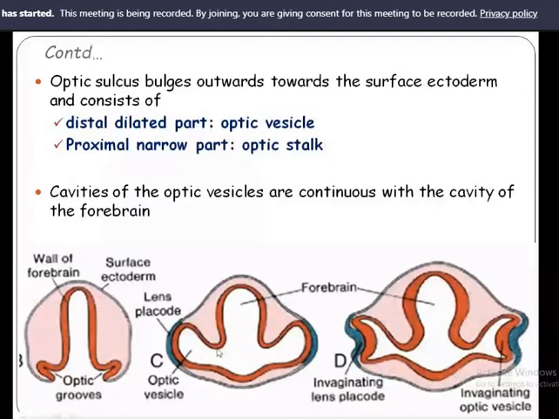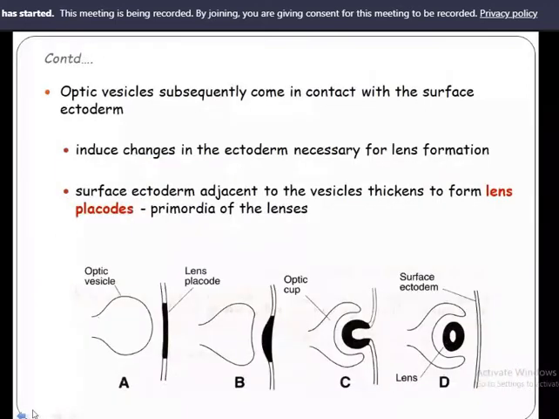Now you can see over here, the cavity of the optic vesicle is continuous with the cavity of the forebrain or diencephalon. Now whatever is over here, this is the surface ectoderm. You can see the whole of this is the surface ectoderm. Now next, see in this diagram also, this is the optic vesicle. Over here we have the optic stalk, and this is the surface ectoderm.